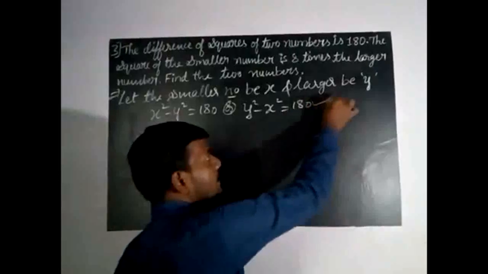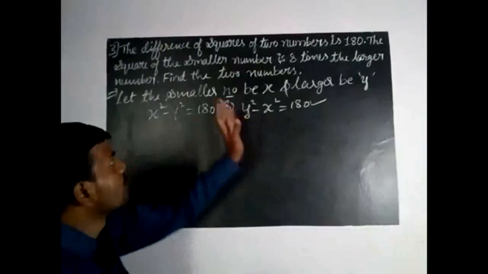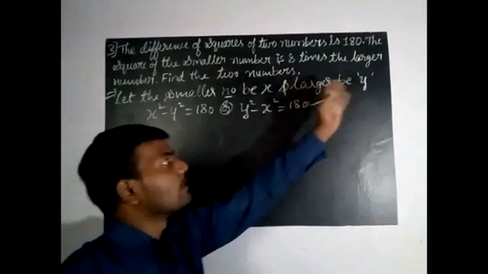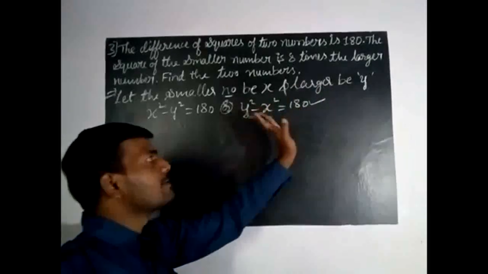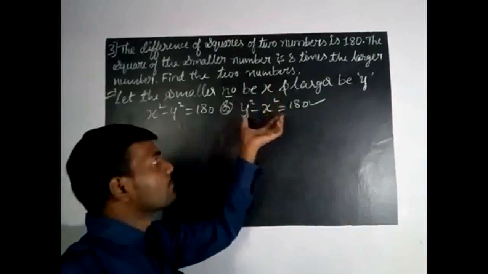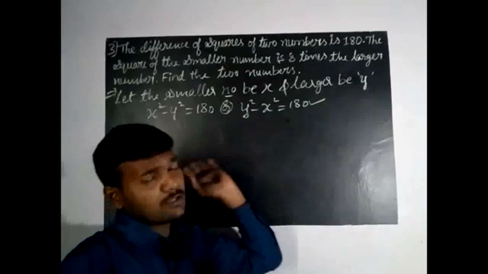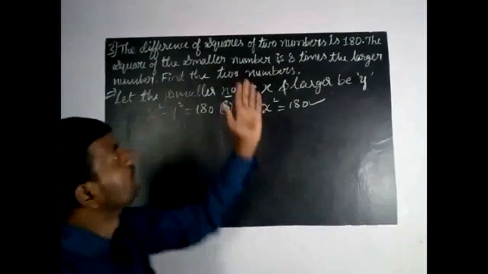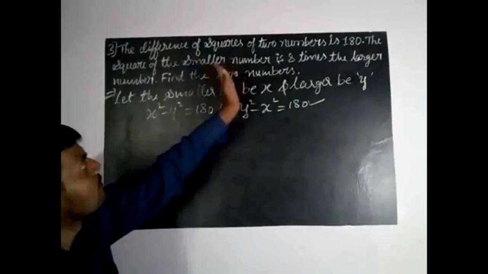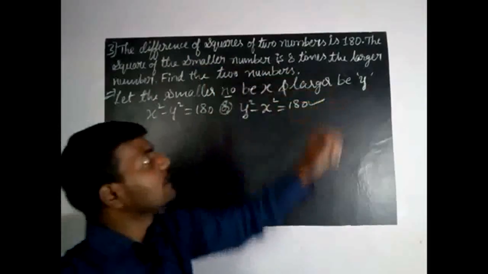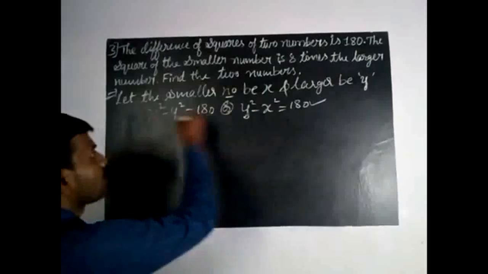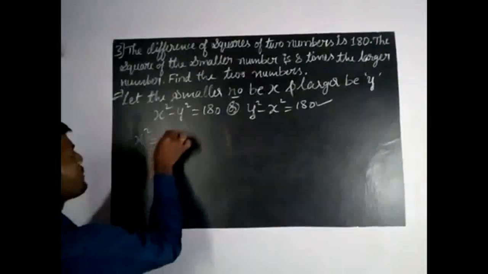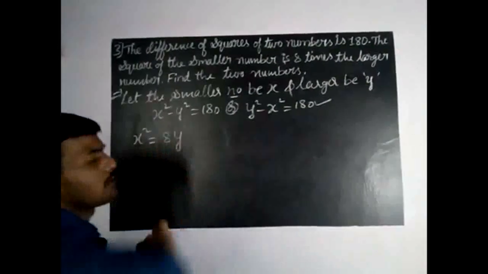We consider this equation because we took the smaller number as x and the larger number as y. So always we are subtracting the larger number minus the smaller number. Now, what is the next condition? The square of the smaller number is 8 times the larger number. That means the smaller number squared, x square, is equal to 8 times the larger number.